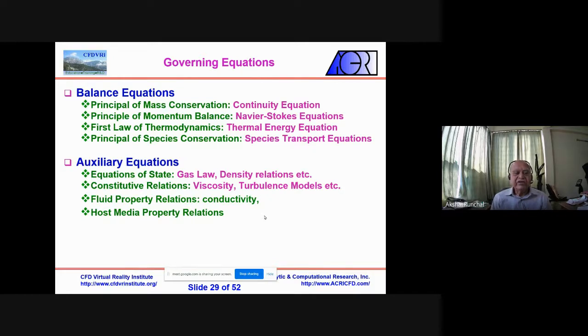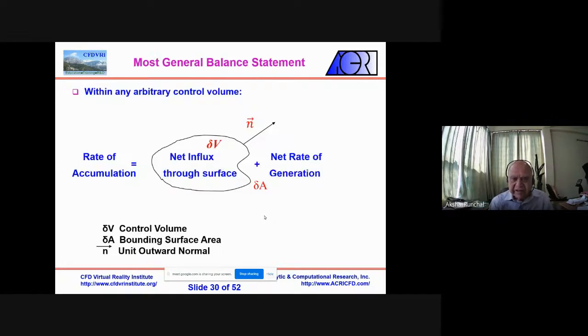Then there are auxiliary equations we need to solve. For example, we need the density relations. The gas law is there; this is called the equation of state. Or there is a constitutive relation like viscosity, turbulence. Fluid property relations, thermal conductivity, host media. For example, porosity in the case of groundwater flow, or in fluid-structure interaction, the properties of the structure, which is the host media. So these are two classes of equations that govern flow.